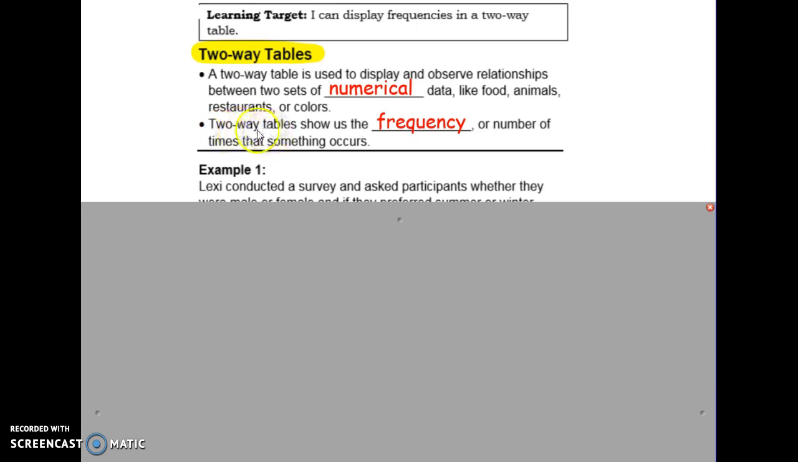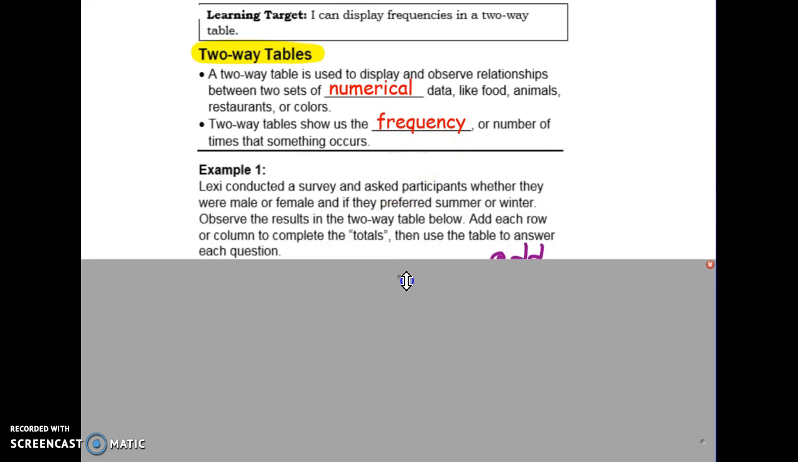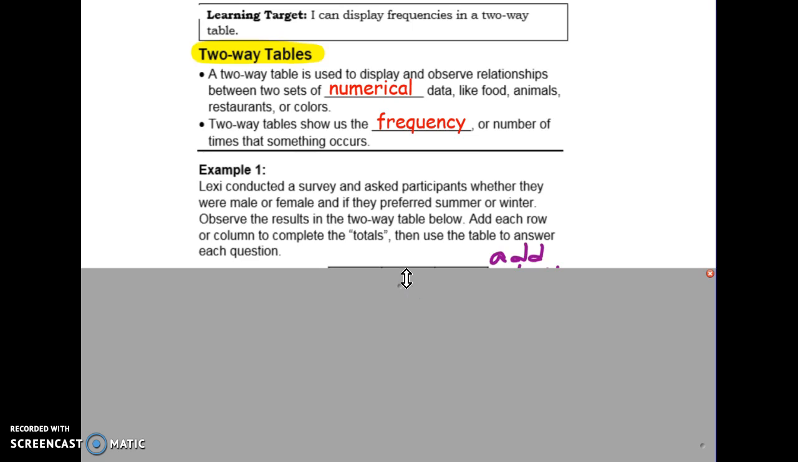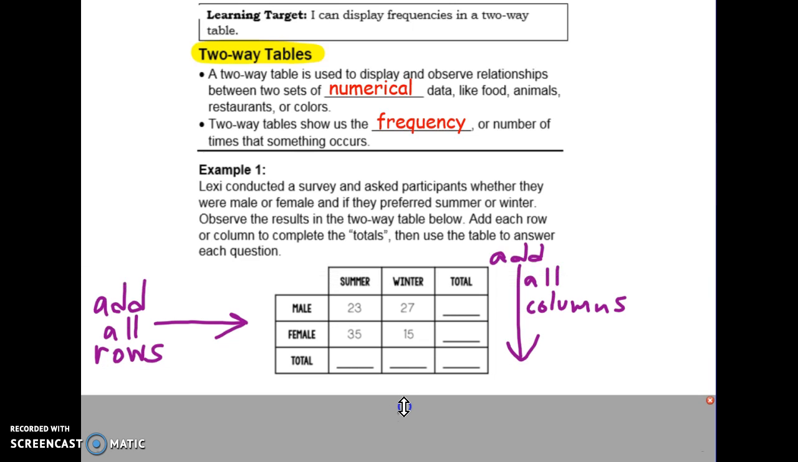And one thing we like to look at is the frequency, or the number of times that something occurs in our table. So our first example is talking about how Lexi conducted a survey. She asked participants whether they were male or female and if they preferred summer or winter. So when you take those two categories and set it up, you would have a column that talks about male-female. You would have a row that talks about summer and winter. And what Lexi did is she put all of her data into the table that she collected. Males that like summer, males that like winter, females that like summer, females that like winter.